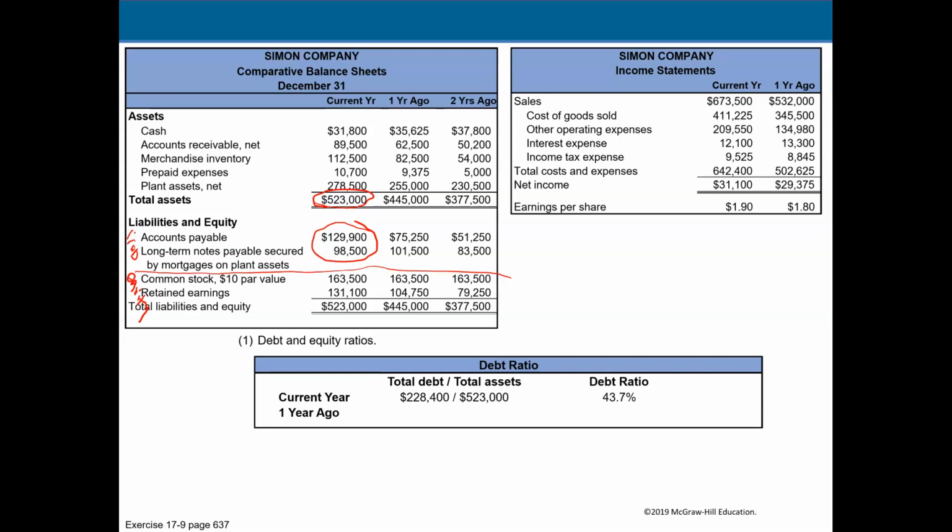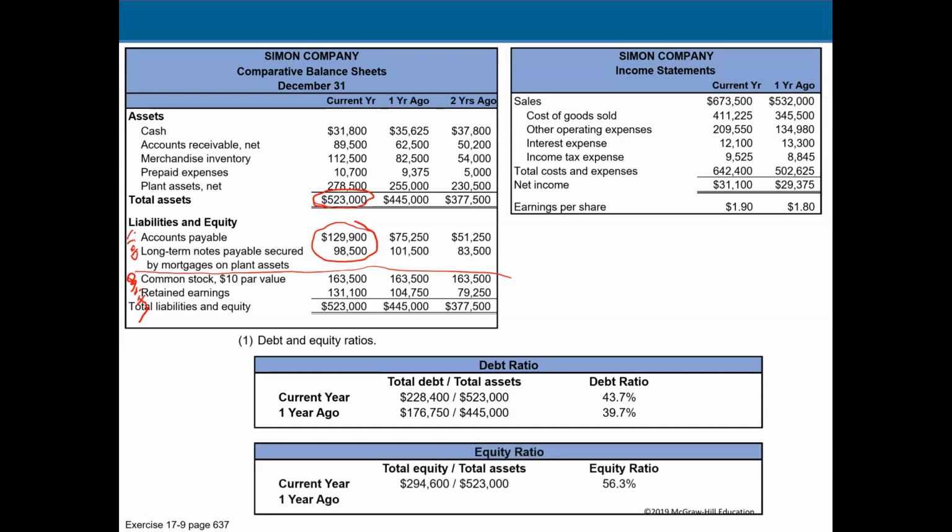Okay, so the debt ratio is 43.7%. Last year, 1 year ago, the debt ratio was 39.7%. You want a lower number with the debt ratio, as you can clearly see this year, they've increased their debt compared to last year.